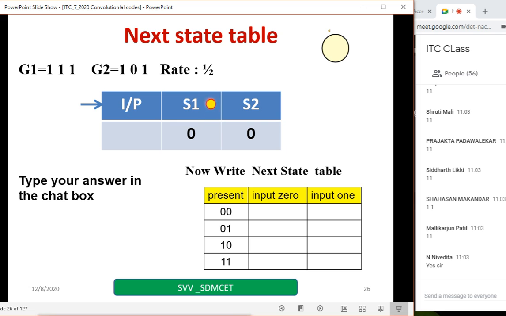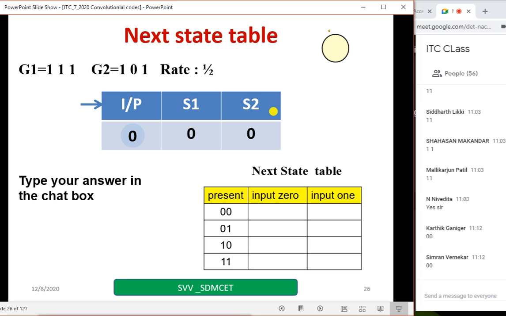What will be the next state? Now, this is 0. Let me show you the input 0. Now I'll give a clock pulse. What will be the content of S1, S2? That will be the next state. What are S1 and S2 after the clock pulse?